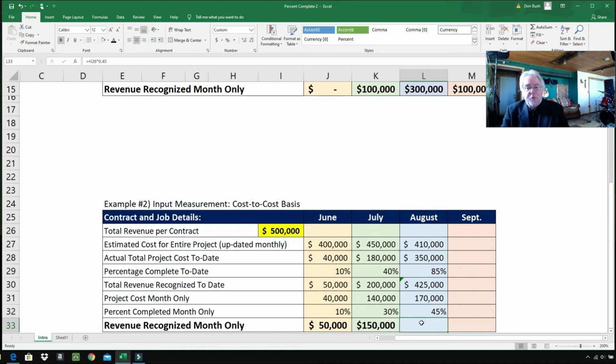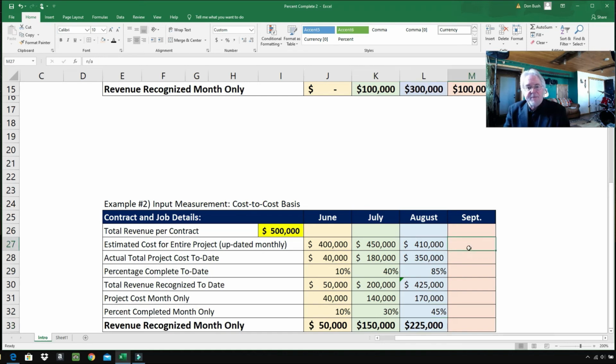So the revenue recognized during the month only, there's two ways to do it. We could go 45% times 500,000, or we could just simply find the difference between August and July in regard to the revenue. 425 minus 200, and that would give us the answer also. So there's two ways to do it. And it's 225,000, and this number is important because this bottom line number is the number that's going to show up on the income statement.